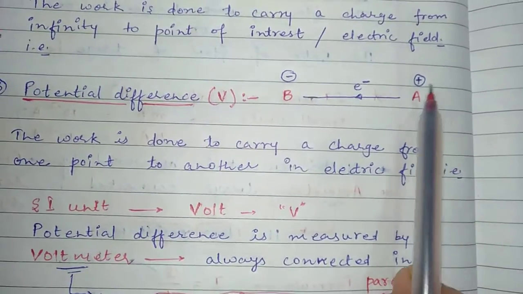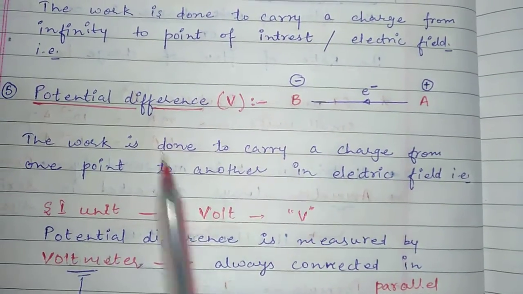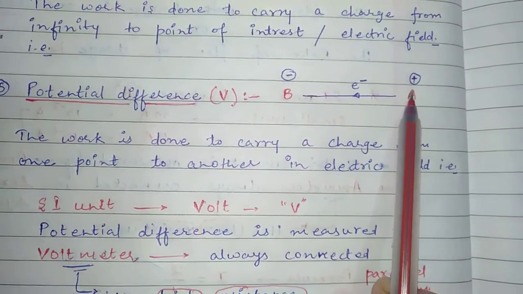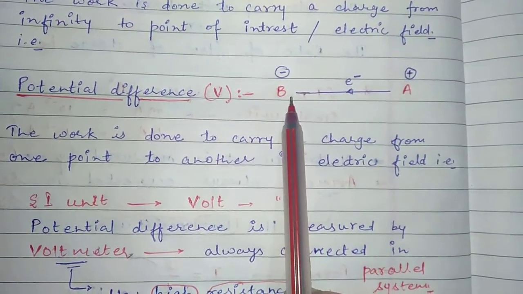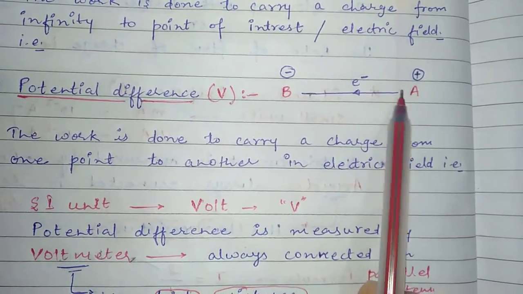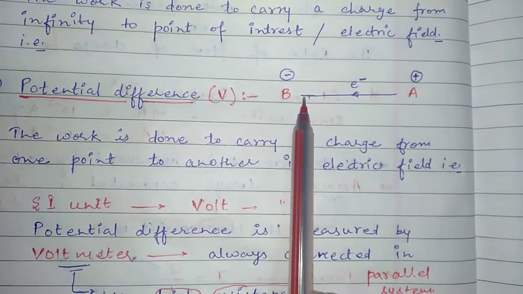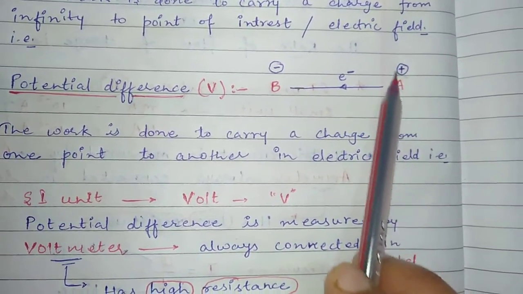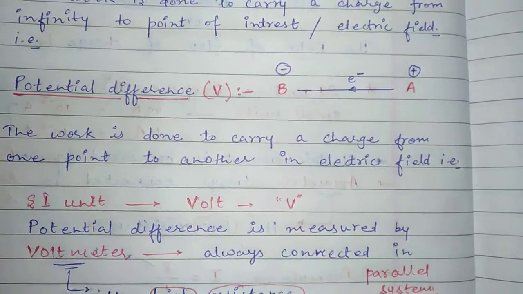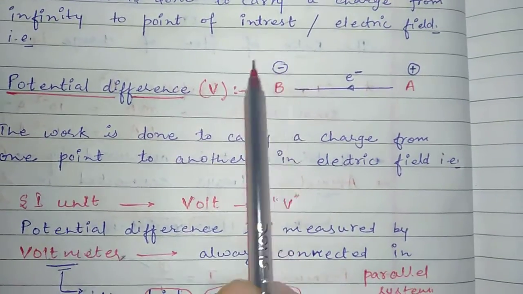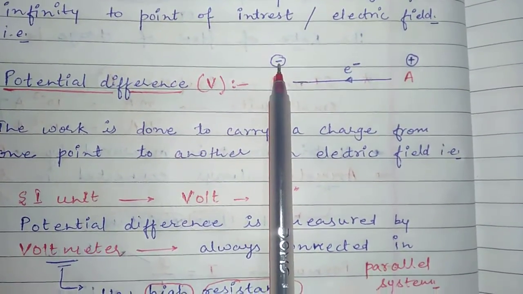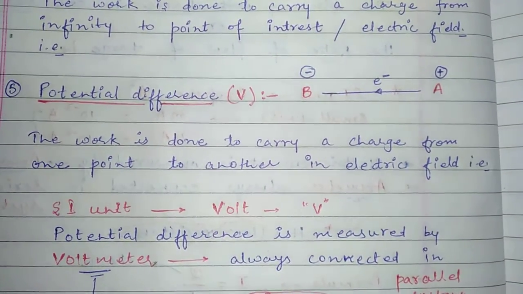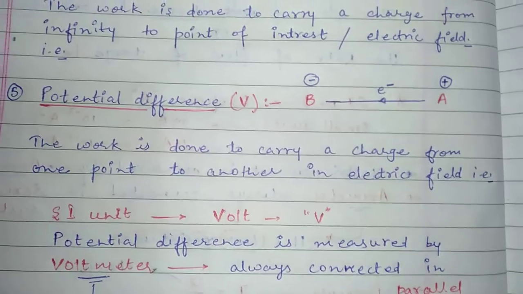Okay, so the difference between the charges, that is a potential difference. For example, consider a charge moving from point A to point B. What will happen? If an electron moves from point A to point B, the electron will decrease here, so the charge becomes positive, and here the charge increases, so here the charge becomes negative. So the difference between the charges is known as potential difference. This is the common thing by which we can understand.